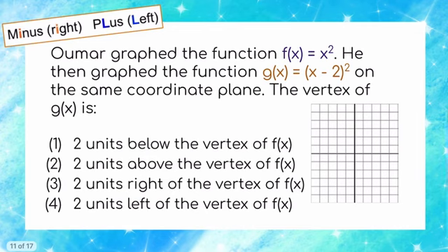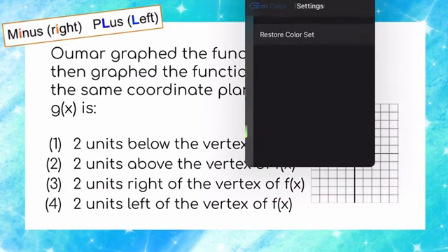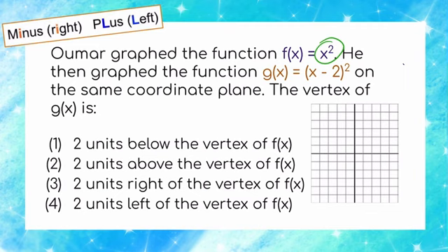Okay, let's do a multiple choice question. So let's say Omar graphed the function f of x equals x squared. He then graphed the function g of x equals x minus 2 squared. On the same coordinate plane, the vertex is, all right, so if we just graphed x squared, I know my vertex would be right here. Actually, maybe I should color code this so that looks like it's purple. There's my purple. X squared, looks like it's right there.